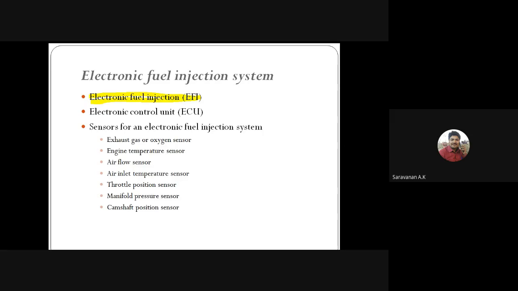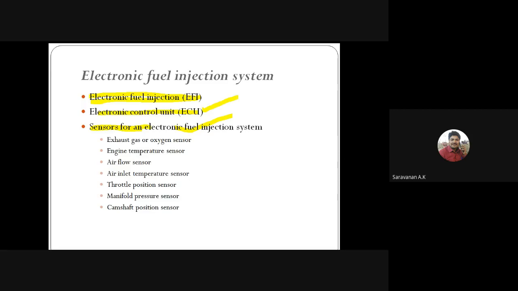This electronic fuel injection system will be classified with two major terms. One is the monitoring system and one more is the control system, that is the electronic control system and the electronic sensors. The sensors will be the monitoring part and the control unit will be the regulating part.